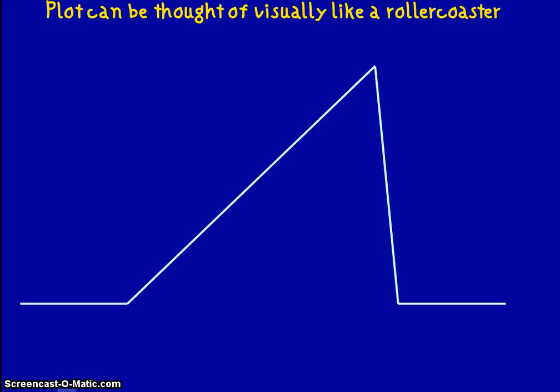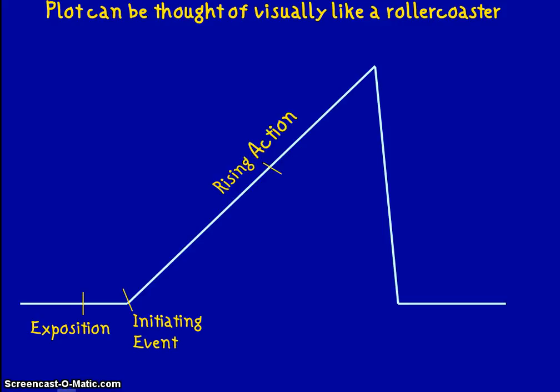Alright, so plot can be thought of visually like a roller coaster. This is what I was talking about all through the video, but you have the exposition part, where they're telling you all about the roller coaster, the initiating event, where the first conflict happens. Then you have your rising action, where you have all those mini conflicts up to your climax, where you're at the highest tension, you're wondering what is going to happen next, how is that main character going to solve the conflict. Then you have the falling action, you know how they solved the conflict, and finally the resolution.